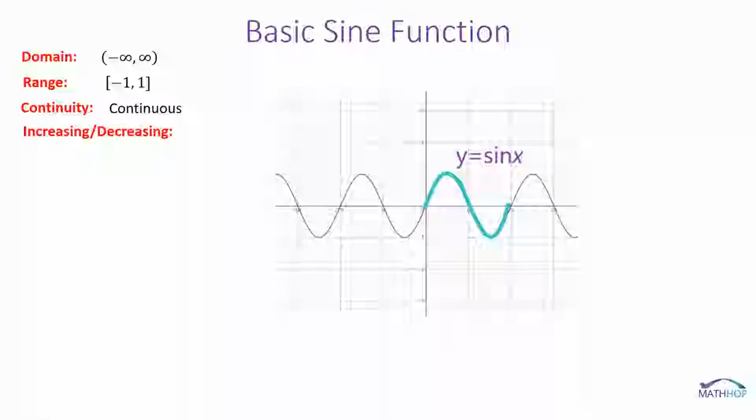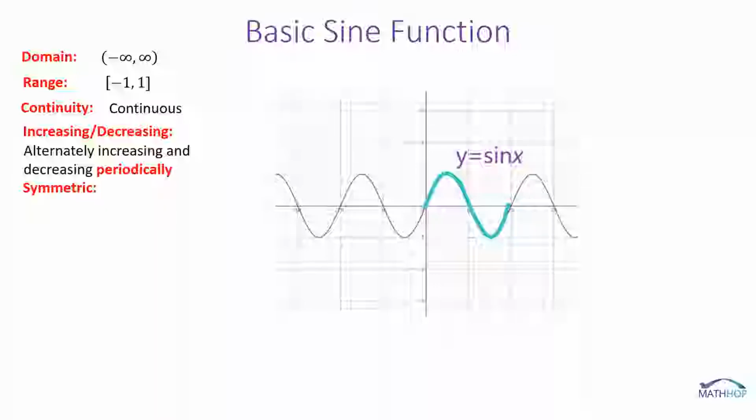Now let's talk about whether it's increasing or decreasing. We can see that there are many intervals where it is both increasing and decreasing, but we're not going to go ahead and list those simply because sine and cosine, for that matter, are functions that are alternately increasing and decreasing periodically. All right, let's talk about symmetry.